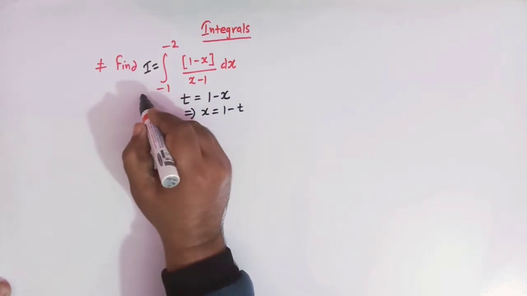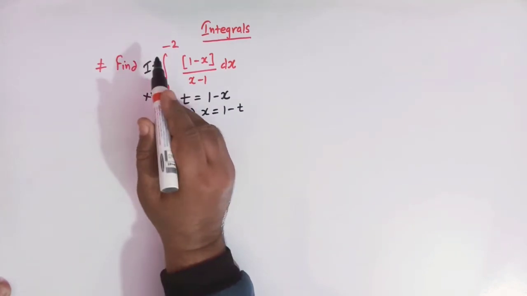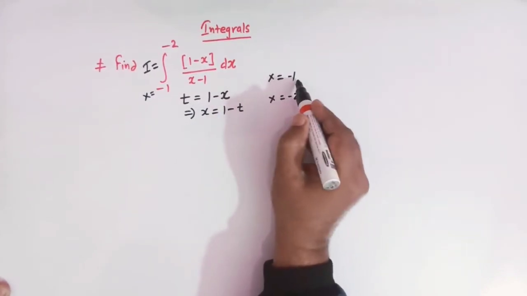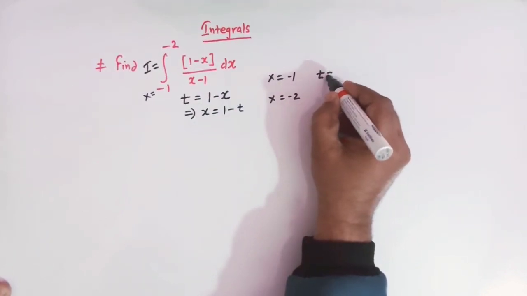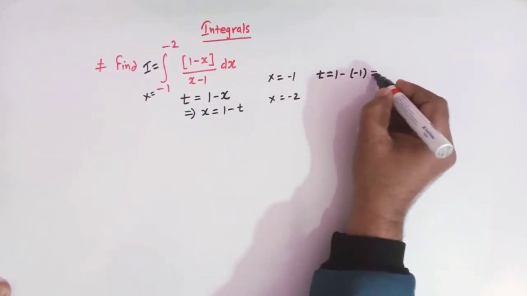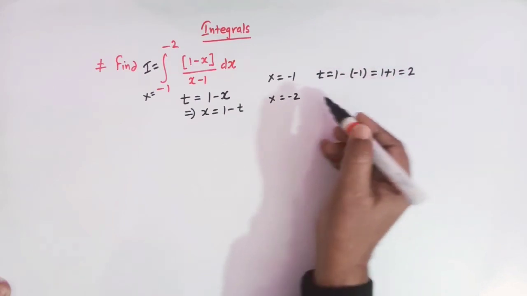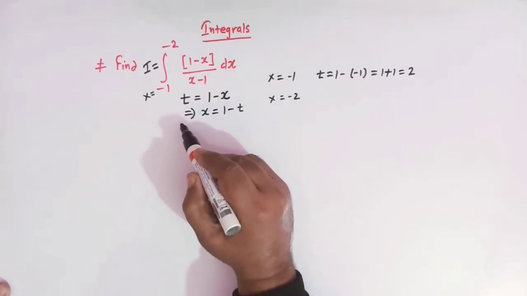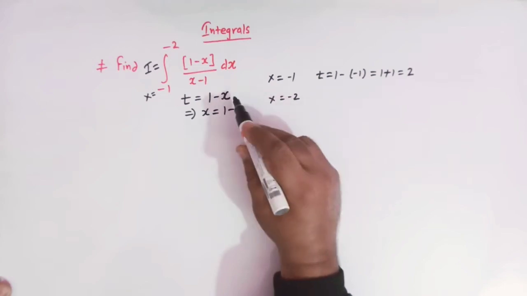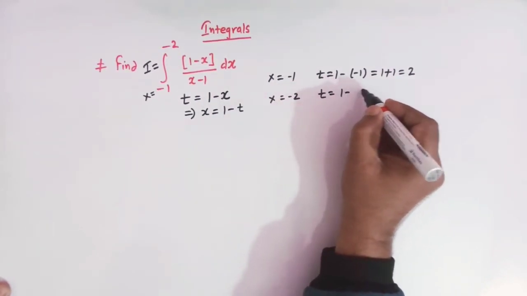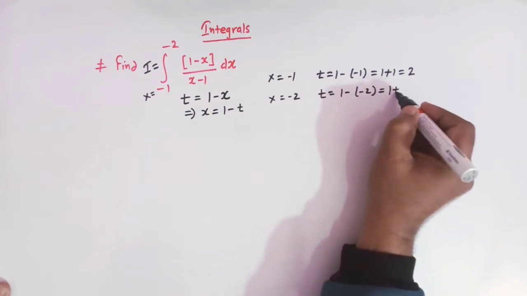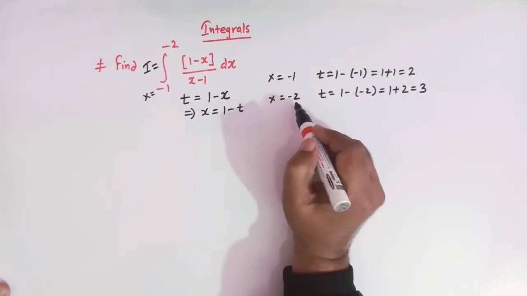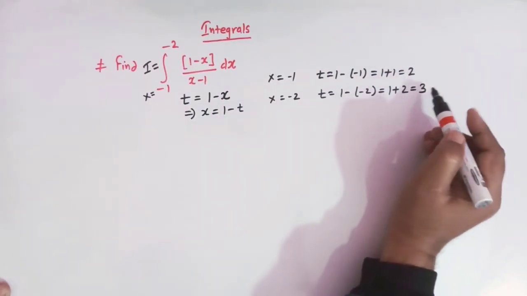And here the value of x varies from minus 1 to minus 2. So when x is minus 1, t is equal to 1 minus minus 1. So we have 1 plus 1, that is 2, right? So here we'll take x is equal to minus 1 to calculate the value of t, right? Similarly, when x is minus 2, the value of t is 1 minus minus 2. So this is 1 plus 2, that is 3, right? So when x varies from minus 1 to minus 2, t varies from 2 to 3.